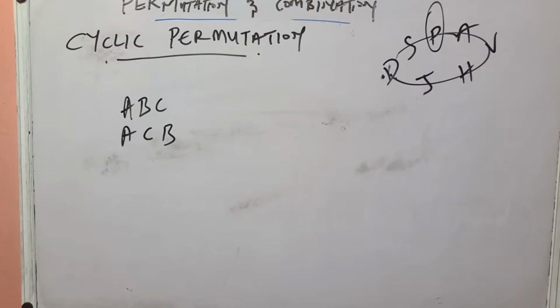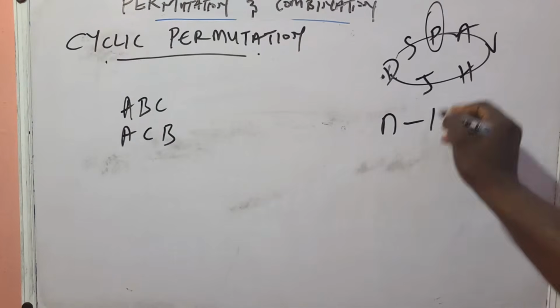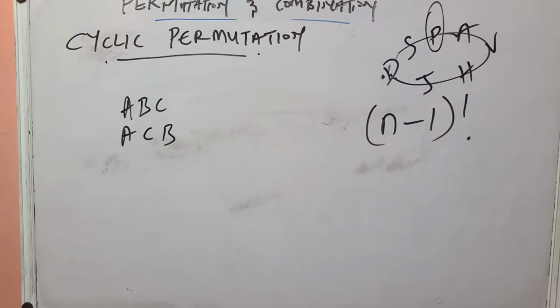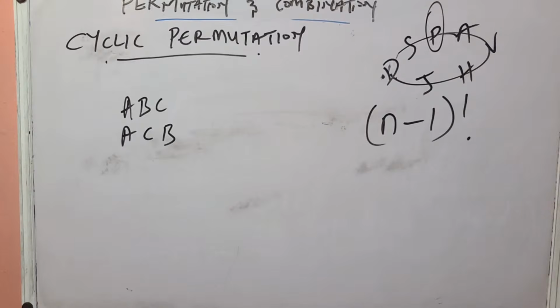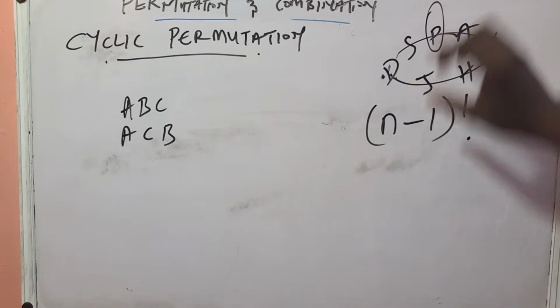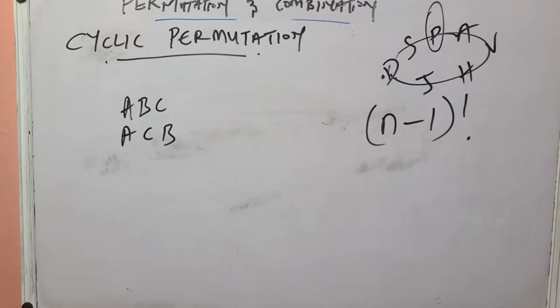And that's why this brings me to the general expression for cyclic permutation, which is n minus 1 factorial. You know why this is the case? This is the case because whatever the number of objects you are having in a cyclic permutation, you are going to delete one out of the arrangement. You're going to hold one. So that one is not going to be part of what you are arranging.